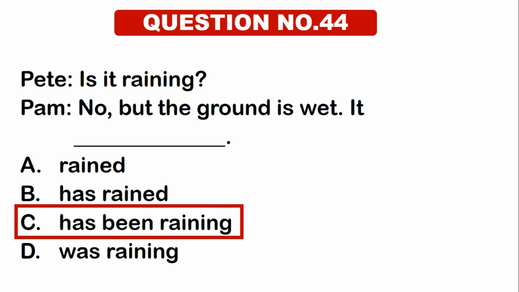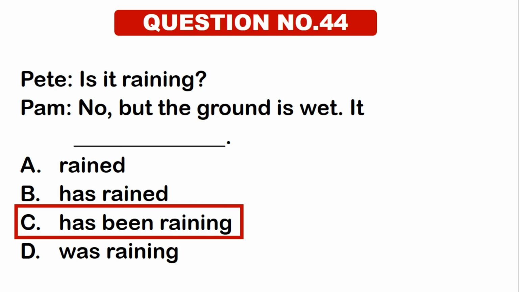Pete: Is it raining? Pam: No, but the ground is wet. It has been raining. The situation here demands the use of the present perfect continuous or present perfect progressive. Has been raining: has or have plus been plus verb-ing. I have been doing something.